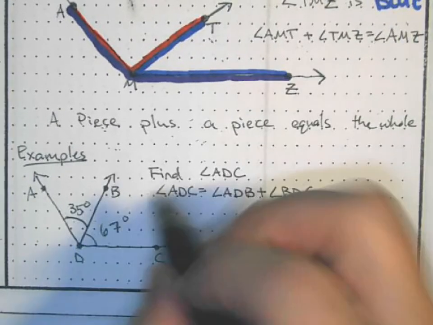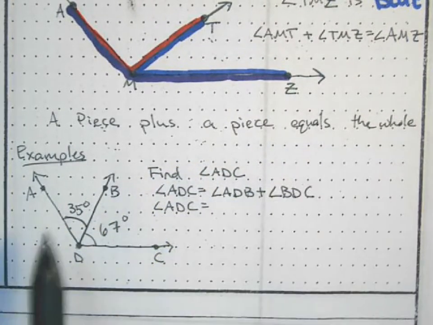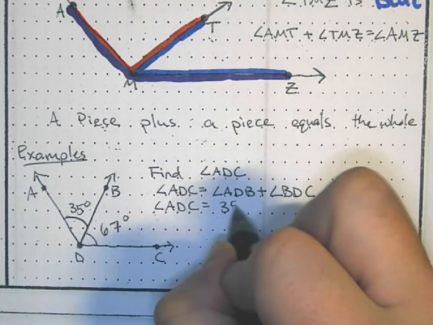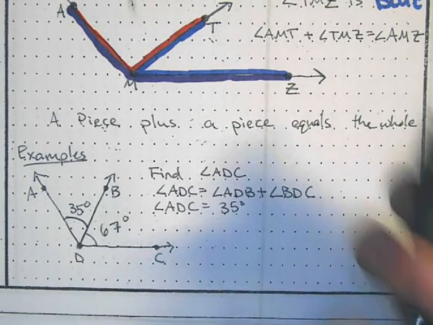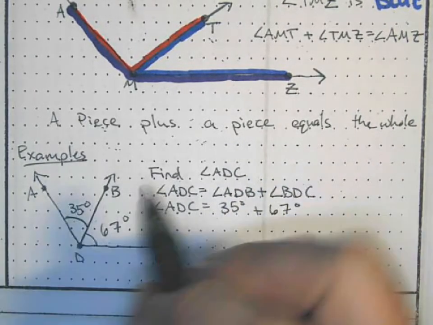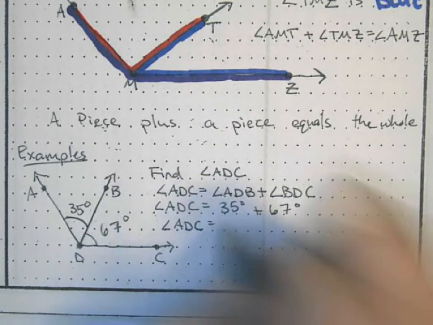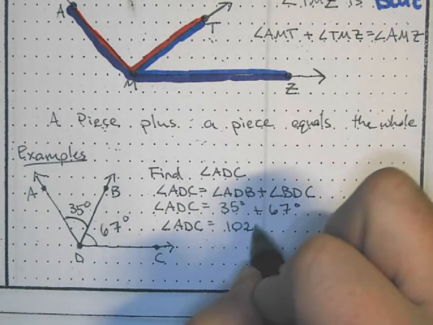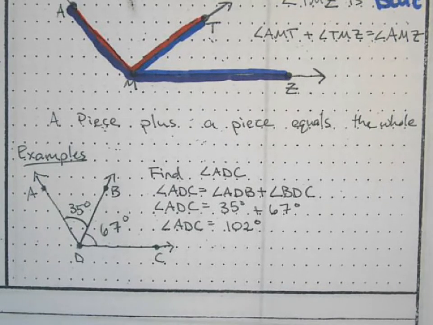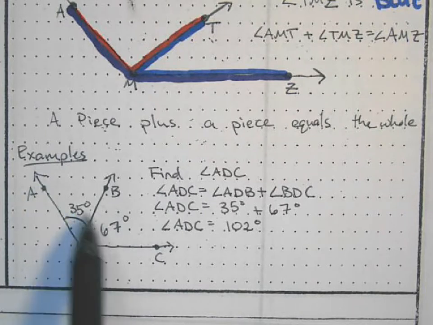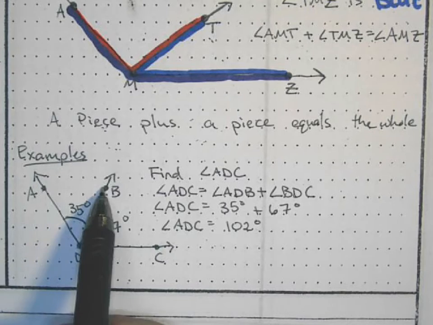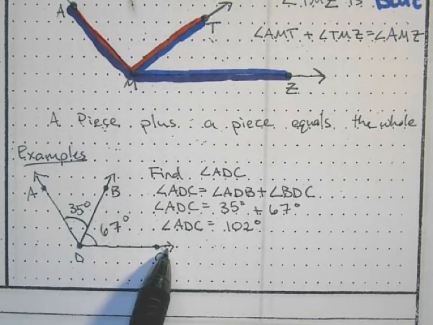And now we can just plug in our numbers. Angle ADC is equal to, well, what does ADB equal? Angle ADB equals 35 degrees, and angle BDC equals 67 degrees. We add those together and we get angle ADC is equal to 102 degrees. So the whole angle is equal to adding the pieces together. The piece plus the piece equals the whole. Little angles are our pieces, and we add them together to get our whole.